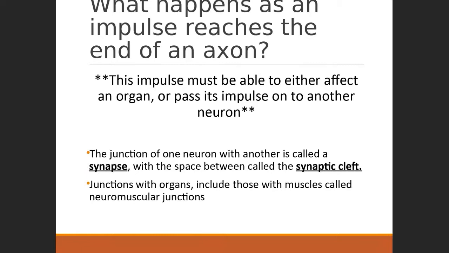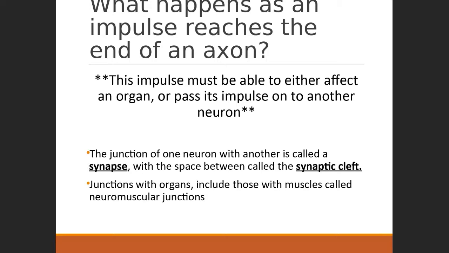So now that impulse has extended down the axon. It's finally made it to the end. Now we've got to take some mechanism and ensure that all that effort has allowed that neuron to influence whatever's on the other end of the axon.